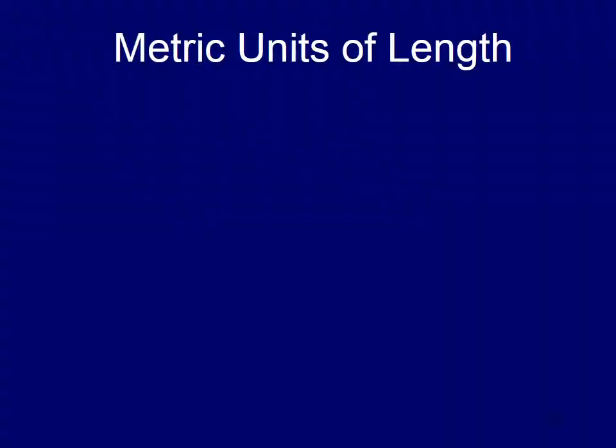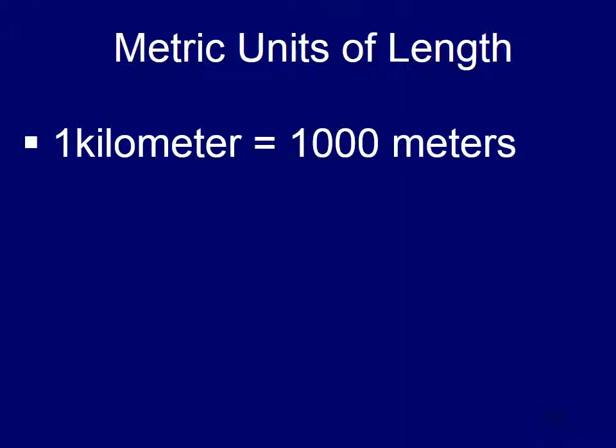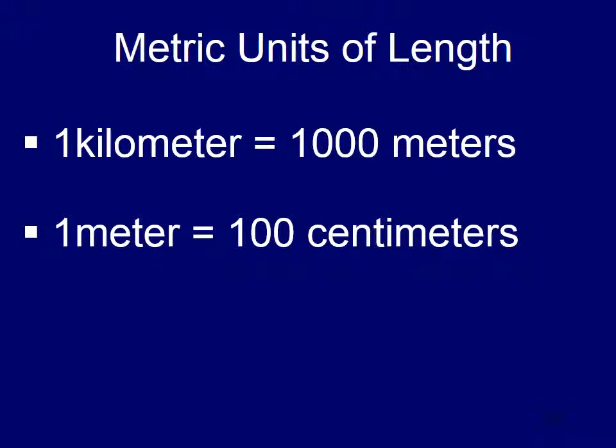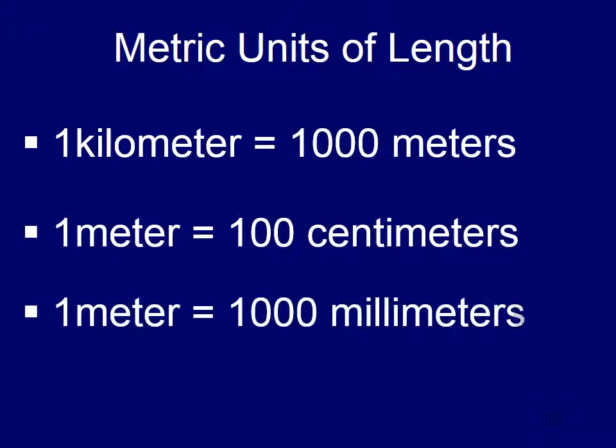Now, let's take a look at metric units of length. 1 kilometer equals 1,000 meters. 1 meter equals 100 centimeters. 1 meter also equals 1,000 millimeters. Now, instead of using these measurements like we did in customary in order to find multipliers and determine if we were going to multiply or divide, we're going to use a different process today, since it is a base 10 system. And we're just going to be scaling the unit up or down.